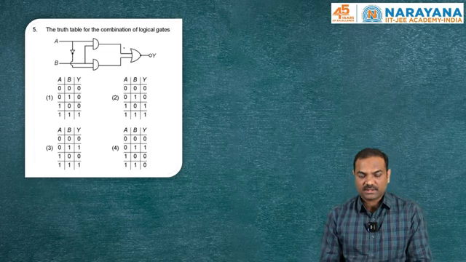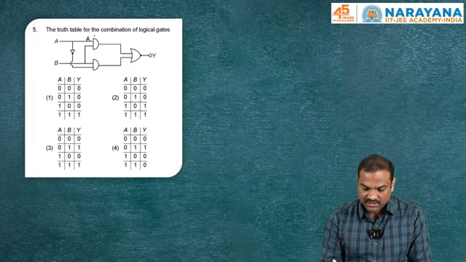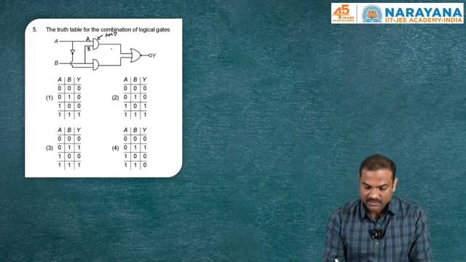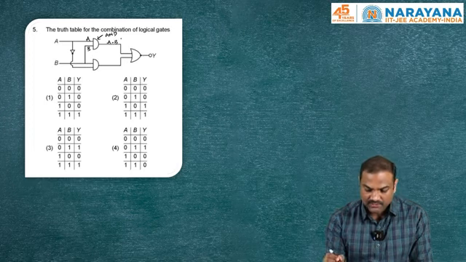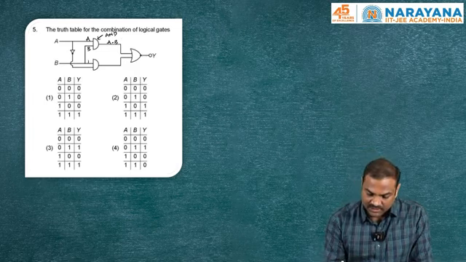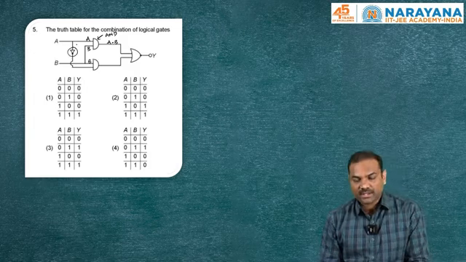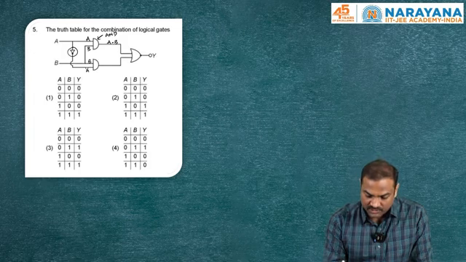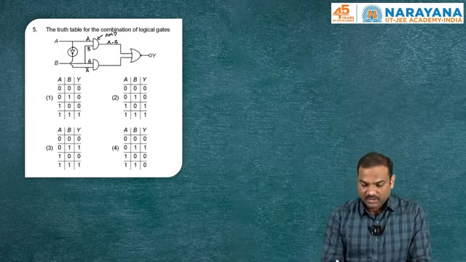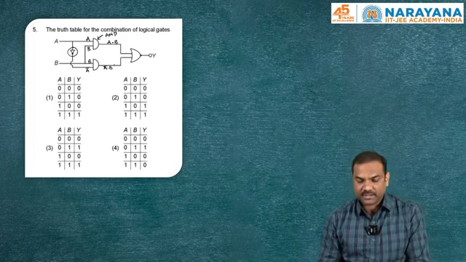Concentrate on the diagram. A is the input. The first gate is an AND gate. A is the input and the next input is going to be B. So A dot B will be the output from the AND gate. Similarly, B is the input directly to the second AND gate, but there is a NOT gate connected to A, so the input is going to be A bar. Then A bar dot B will be the output from the second AND gate.